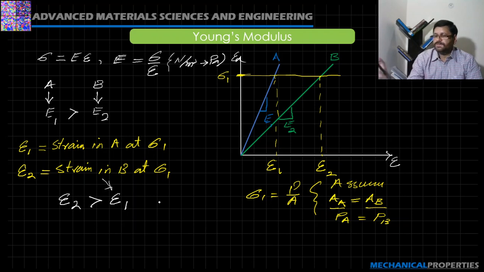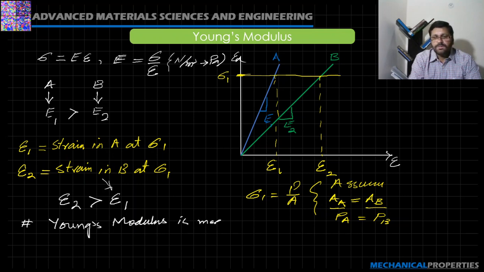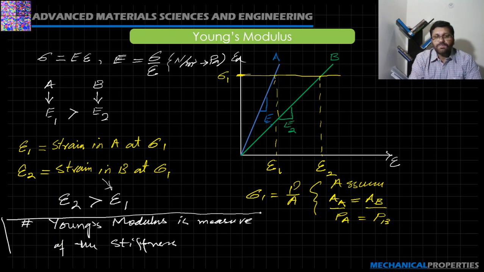So with this, the Young's modulus is basically the measure of the stiffness. The higher the value of Young's modulus, the stiffer the material is.